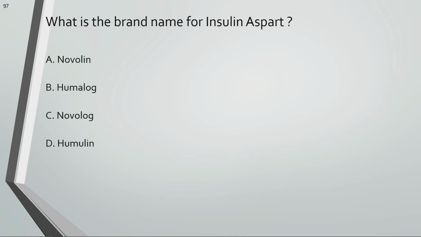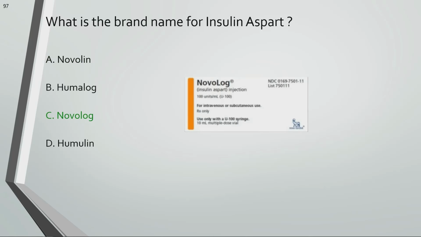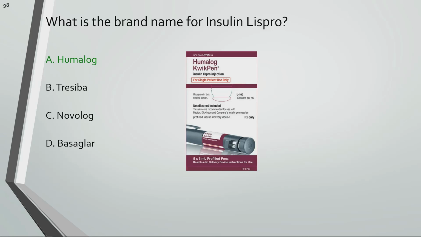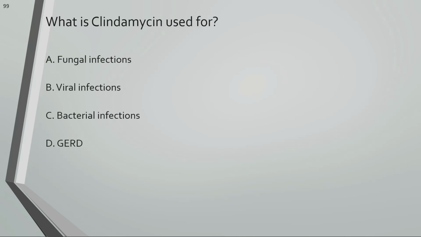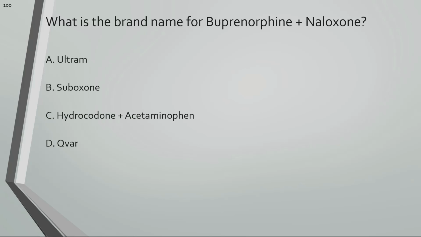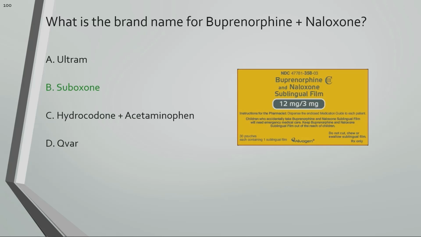What is the brand name for insulin aspart? The brand name for insulin aspart is Novolog. What is the brand name for insulin lispro? The brand name for insulin lispro is Humalog. What is clindamycin used for? Clindamycin is used for bacterial infections. What is the brand name for buprenorphine with naloxone? Suboxone is the brand name, and it's used for opioid dependence.